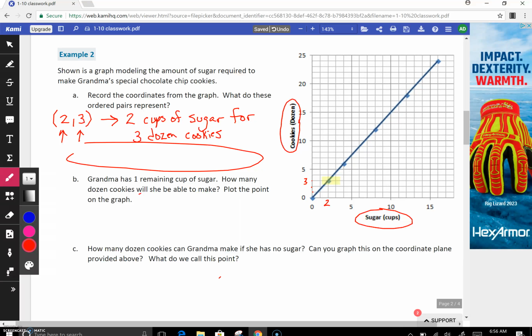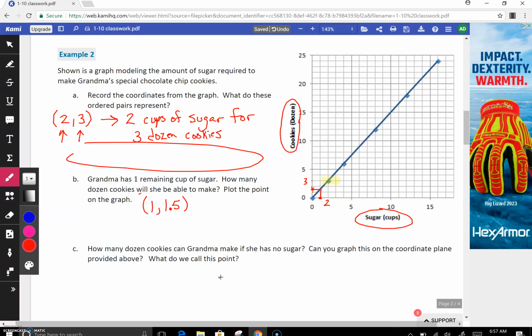Grandma has 1 remaining cup of sugar. How many dozen cookies will she be able to make? Plot the point on the graph. So that means we're going to go to 1 cup of sugar. So it's going to be 1 comma something. So if we go to 1 here, we're going to follow it up until it hits the line and then follow it over. And it looks like we would be right between 1 and 2. So our best guess there would probably be 1 comma 1.5. You can have decimals in these. And what would that mean? It would mean 1 cup of sugar would get you 1.5 dozen cookies.